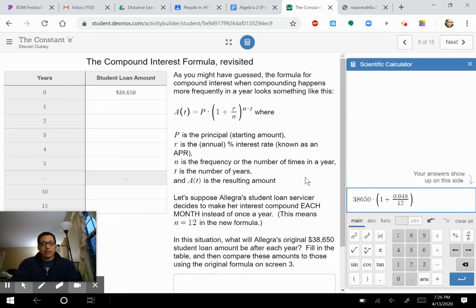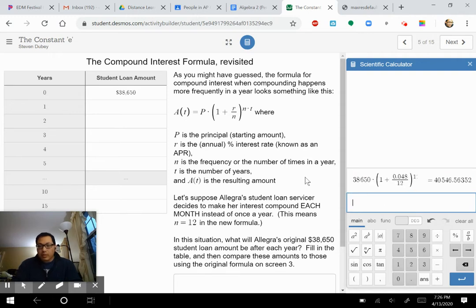And we're going to raise this to the 12 times in 1 year. So let's see here. After 1 year, we get that 40,546 that we got before. What happens as we go out throughout the years? Why don't I pause this and see if you can fill this in, and then we'll compare it to what we had on screen 3 when we looked at all the years going out, but with this new formula.